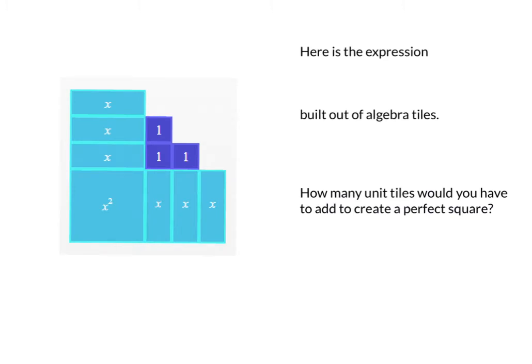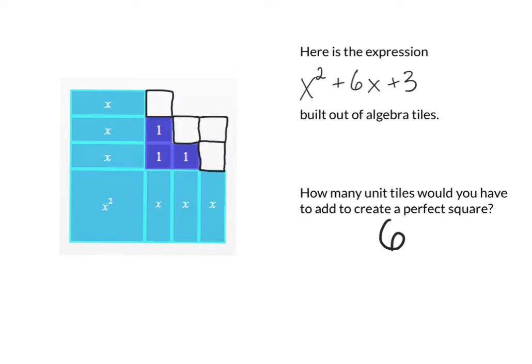Here is the expression x squared plus 6x plus 3 built out of algebra tiles. How many unit tiles would you have to add to create a perfect square? Okay, so hopefully you said 6, because we need to fill in all of this space with unit tiles. When we do that, we see that we have 1, 2, 3, 4, 5, 6 spots for unit tiles. So that's how many we have to add.